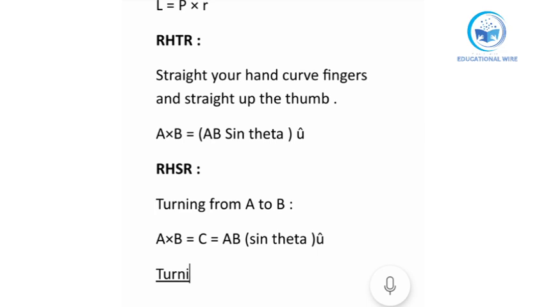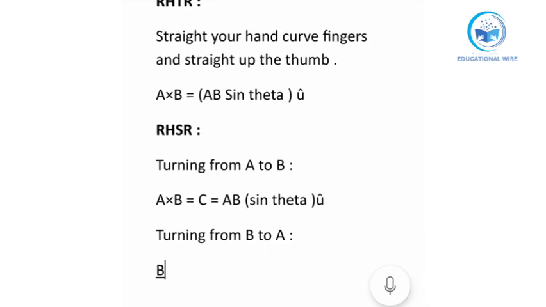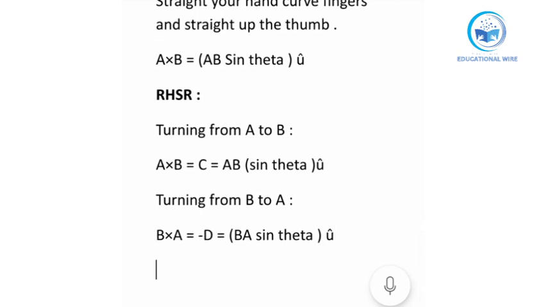after that, turning from B to A, what we will have is B multiplied with A is equal to, since we are on the negative side, minus D, let us name it minus D, which is equal to BA sine theta, with the unit vector. Okay, so now we can write over here A multiplied by B or B multiplied by A.